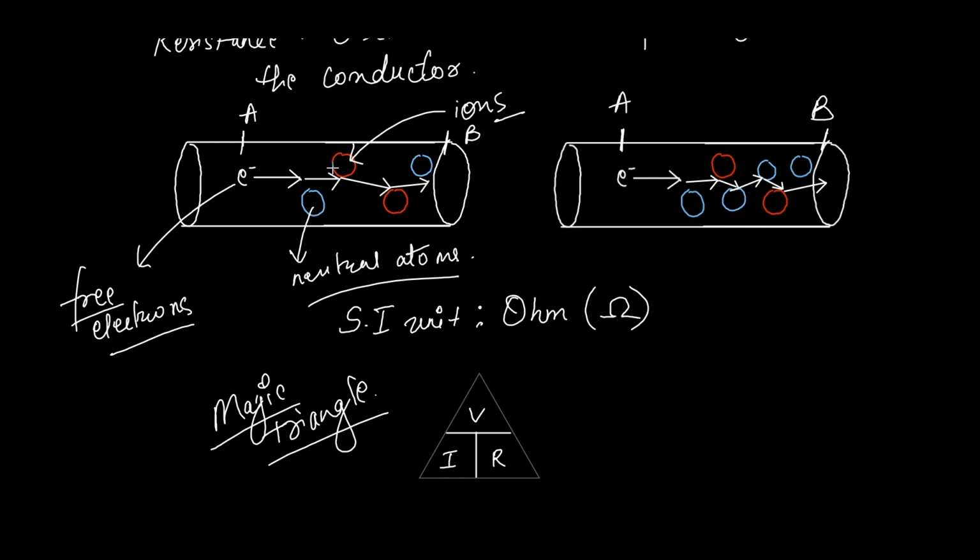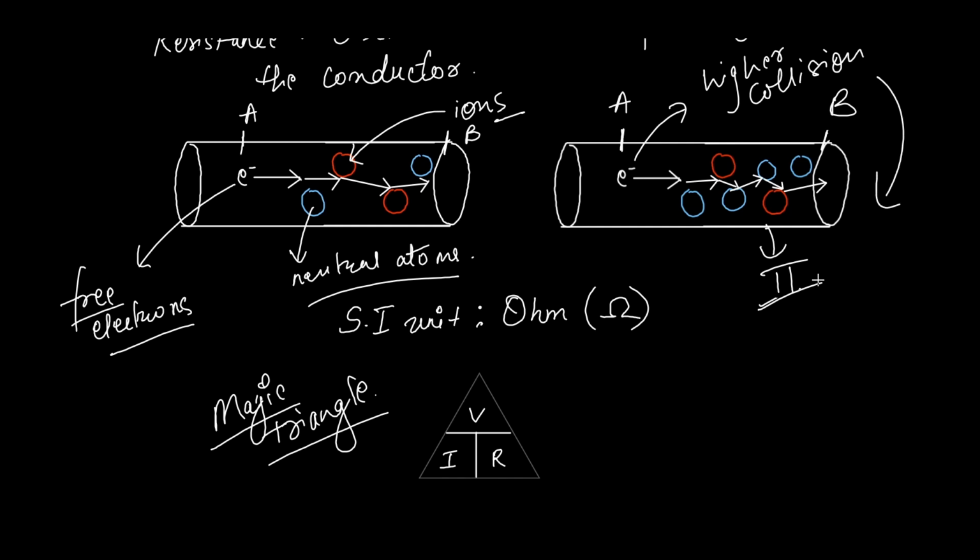There is some obstruction, and this obstruction we call resistance. Let me name this as conductor 2. Here, if you see, there is a free electron which will be going from one place to another. But if you look carefully, you will see more ions and neutral atoms in this conductor too. That means this electron is going to face a higher collision with these neutral atoms and ions.